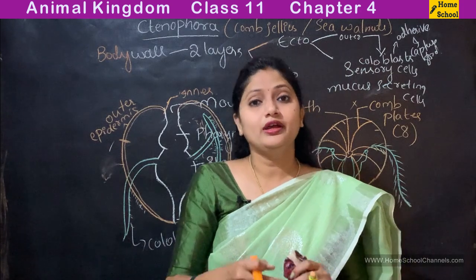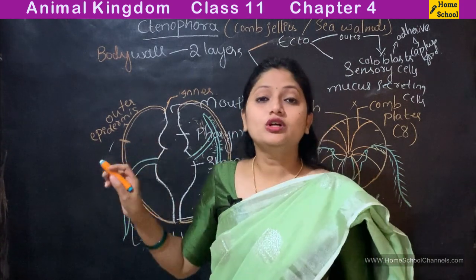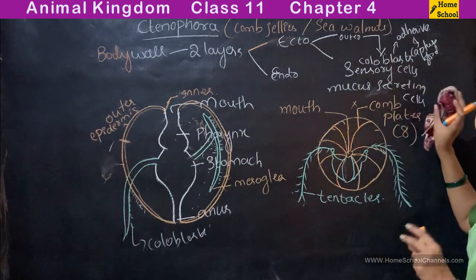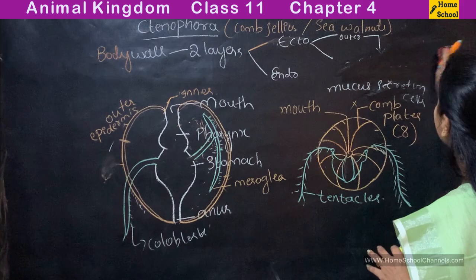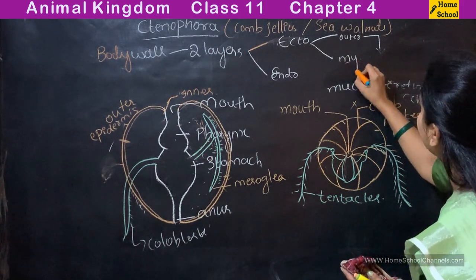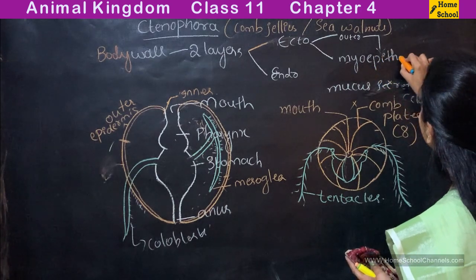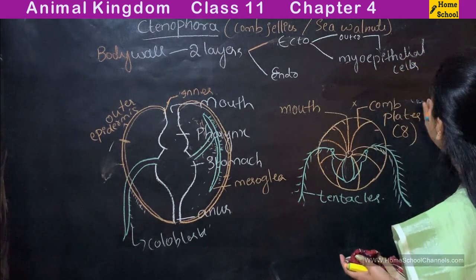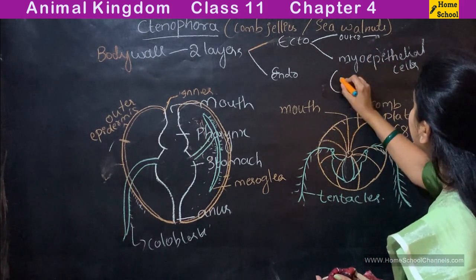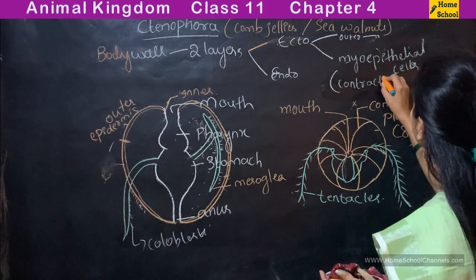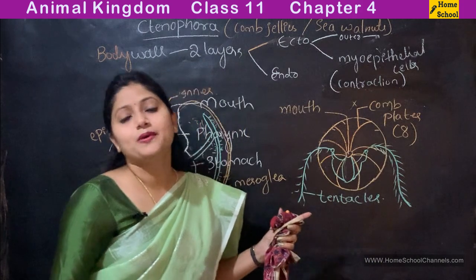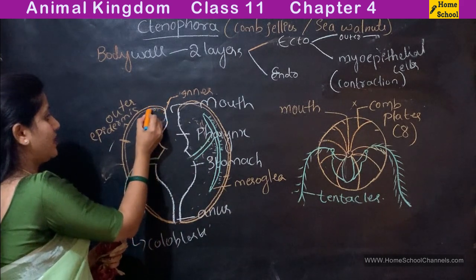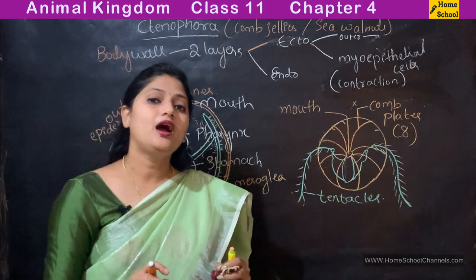Moving on to the inner layer of the ectoderm. It means this particular layer. So, these mainly have the myoepithelial cells. And what is the function of the myoepithelial cells? It is mainly the contraction. So, on this layer, the myoepithelial cells are present which are helping in the contraction.